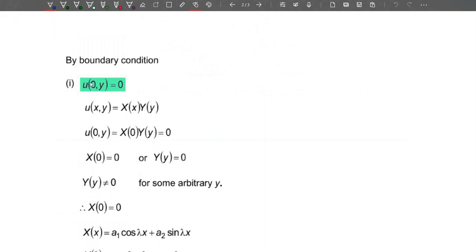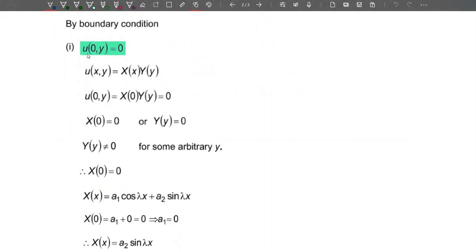Okay, we need to apply the boundary condition. The first one is u(0,y) equal to 0. Means here u(0,y) is equal to X(0) Y(y) equal to 0. Then here X(0) equal to 0 and Y(y) does not equal to 0 for some arbitrary y. Just follow through to this, because Y(y) cannot be 0.